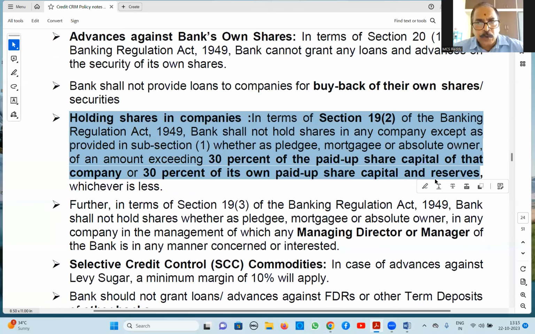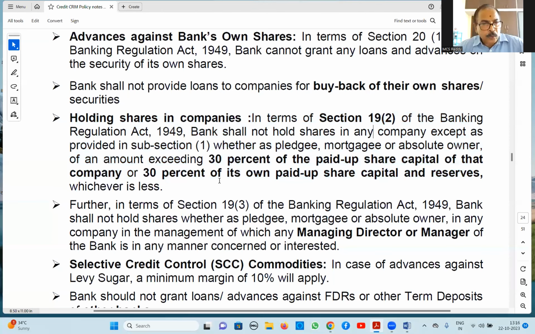Section 19, subsection 2 of the Banking Regulation Act says we should not hold shares in any company, except as provided in subsection 1, whether as a pledgee, mortgagee, or absolute owner, of an amount exceeding 30% of the paid up share capital of that company or 30% of our own paid up share capital and reserves. So exceeding 30% of their capital or our capital, we should not sanction even loans against a particular company as a pledgee or mortgagee.